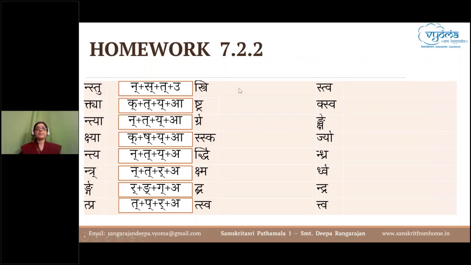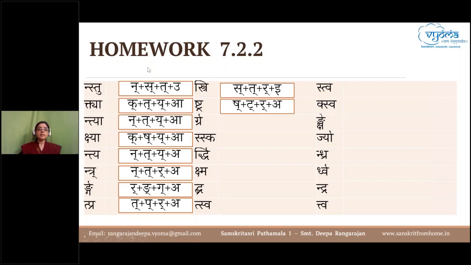So that is sti, sakara, takara, repa, a. Very good. Sti, stra. Shakara, takara, repa, a. Very good. And then gra, gakara, repa, a.